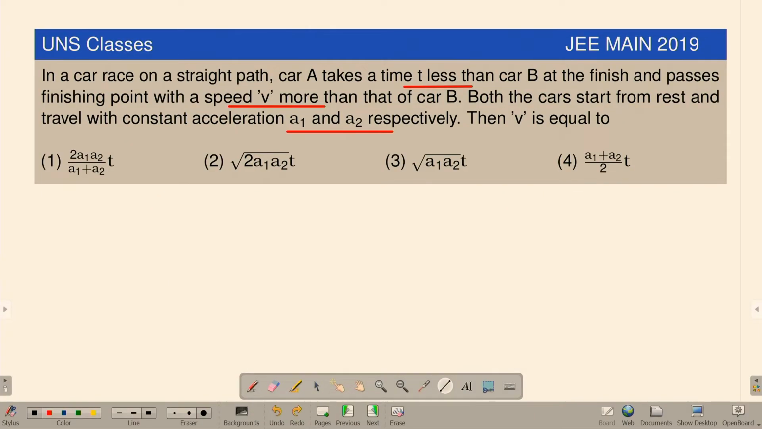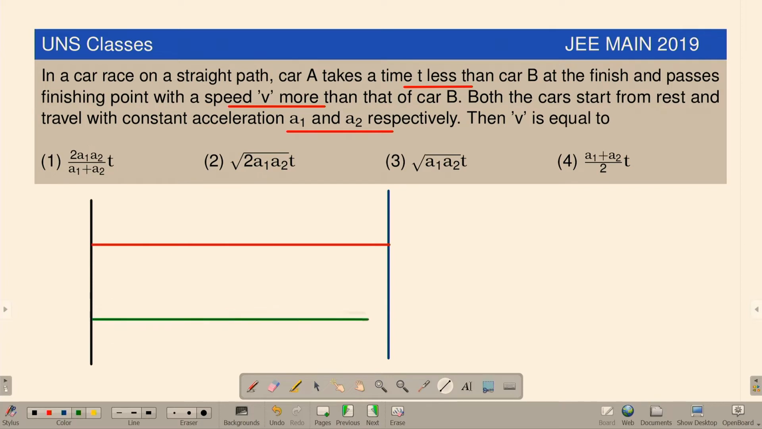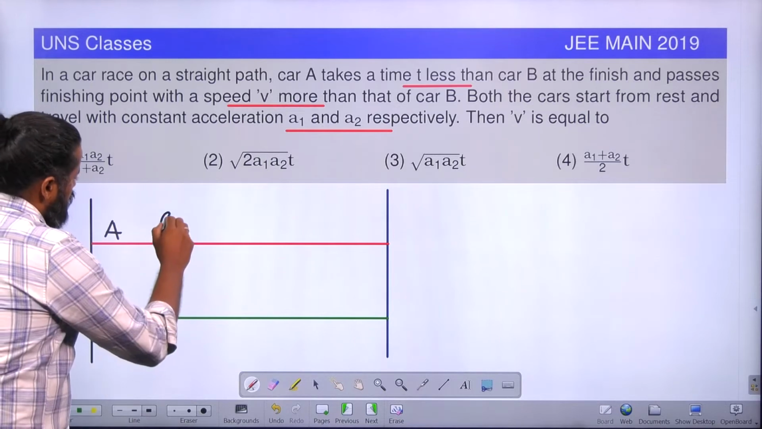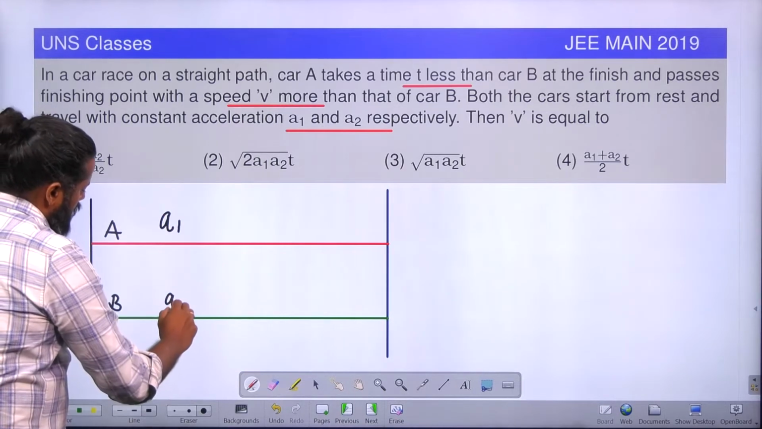Okay, here assume that this is the starting point, and this is the final point, the finishing line. So car A is starting from the starting point and reaching the finishing line. Car B is also reaching the finishing line. So this is car A and this is car B. Given that A is taking t time less than car B, and acceleration of car A is a1 and of B is a2.